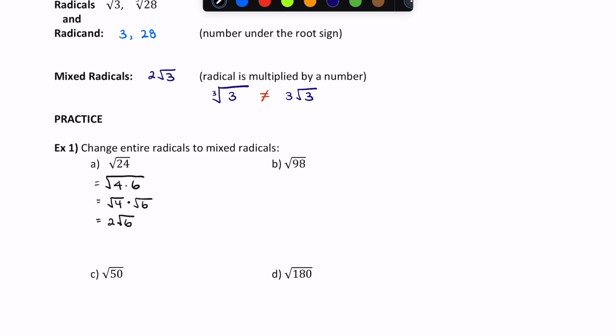And remember, a mixed radical is a radical that's multiplied by a number. So here we have 2 square root 6. And the second one, square root 98. Again, thinking about numbers that may be perfect squares, we can do 49 times 2. We can rewrite that as square root 49 times square root 2. Square root 49 is the perfect square of 7, and we have 7 square root 2.